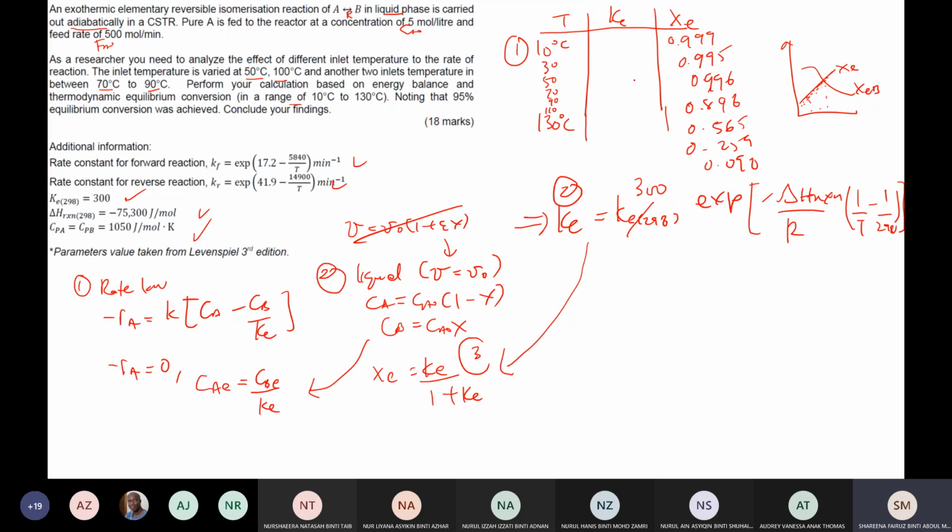Okay, try to dapat KE ni. So kalau sini salah, semua ni akan salah. Okay, so hati-hati bila tekan calculator lah. Okay, now what you need to do is, you need to get what is XB. Remember, XB comes from the energy balance.